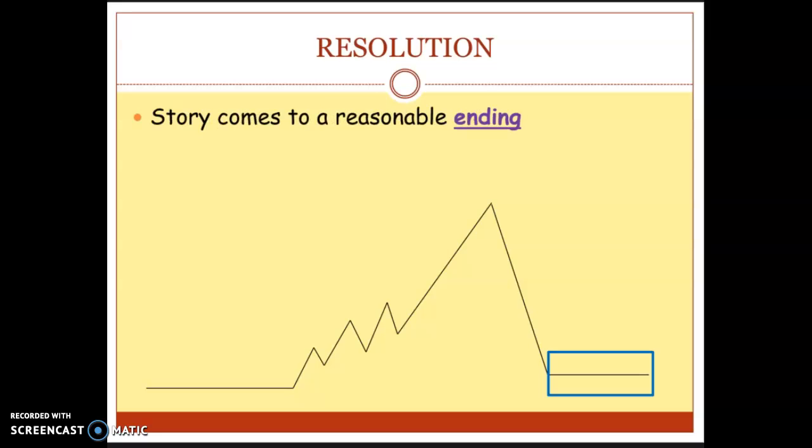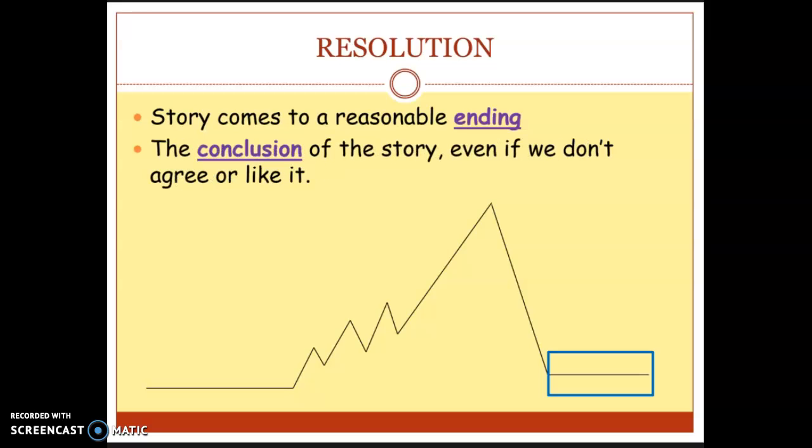This is when the story comes to a reasonable ending. It's the conclusion of the story, even if we don't agree or like it. I know that there are times I don't like how a story ends because it's left me hanging, or I don't agree with how it ended. That's how the author chose to end it, so that's what we deal with.